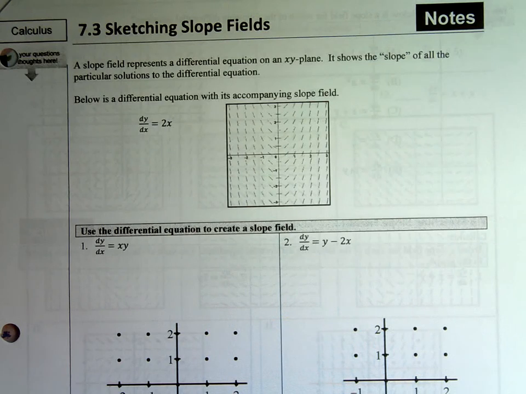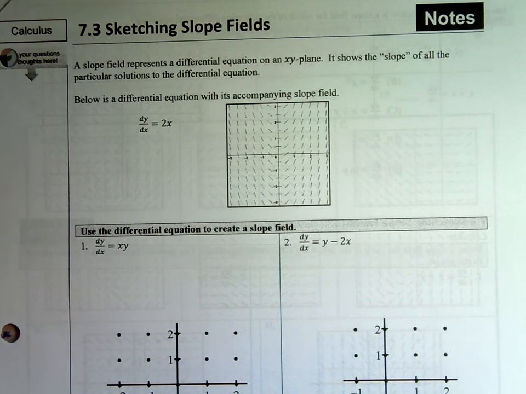All right, my AB kids, we are ready for section 7.3 on sketching slope fields. This is a whole different ball game. It's kind of fun to be able to see what a graph could look like just based off of a whole bunch of little slope lines. And so that's pretty much what this is all about.